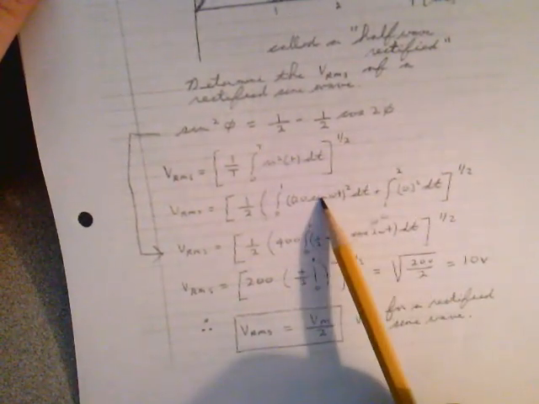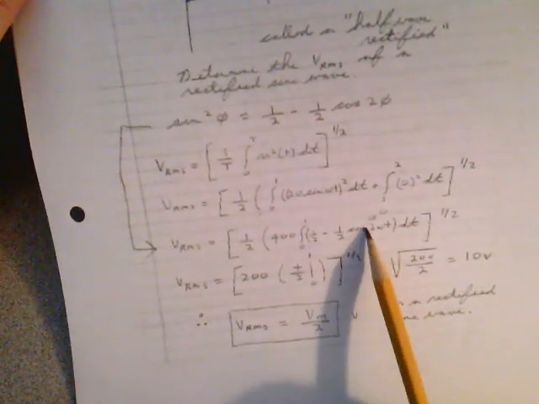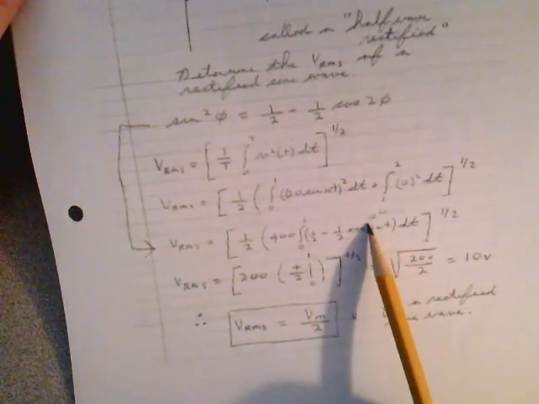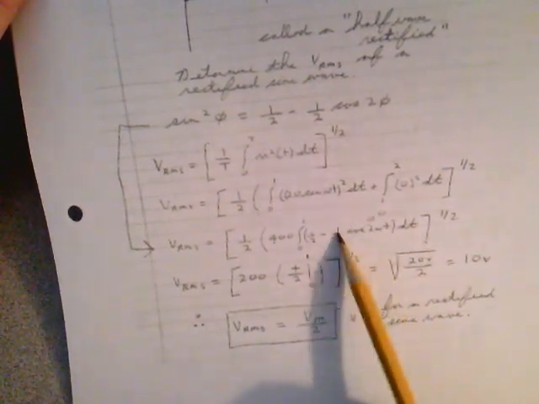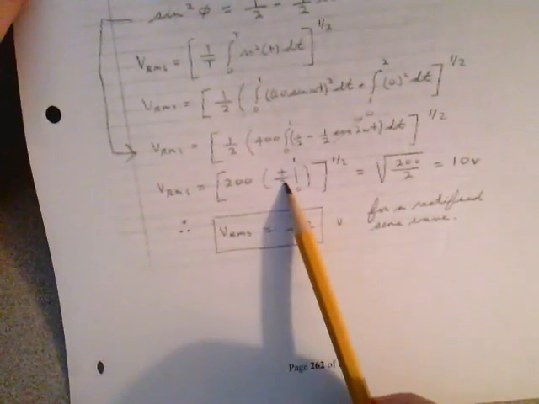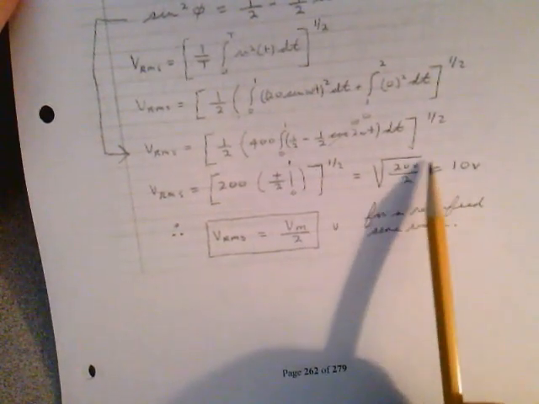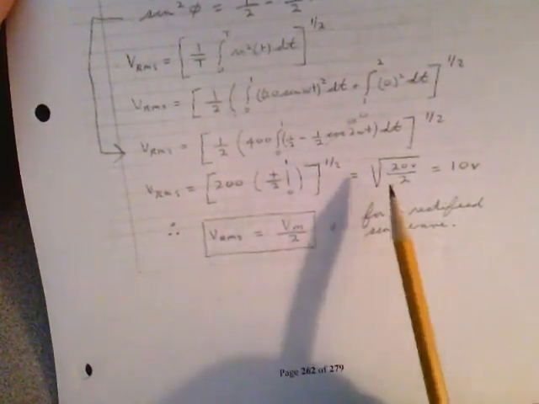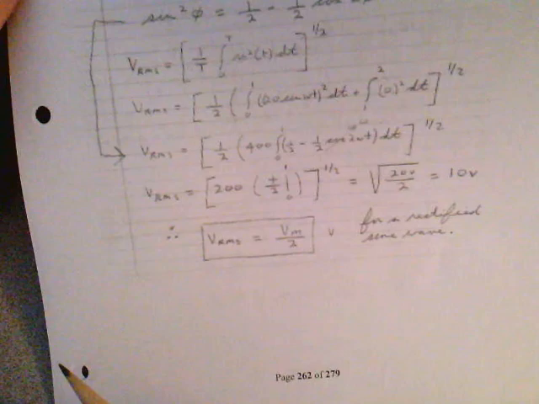I use the trig identity up here, right at this point. Here's the cosine function. It goes to 0 over 1 complete cycle. So this whole term drops out. I have a simple integration here. End up with the square root of 200 over 2. Square root of 100 equals 10 volts.